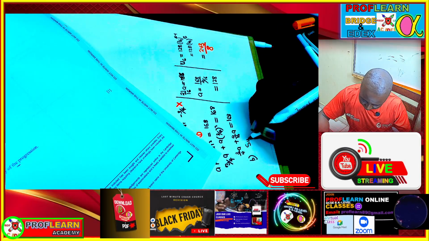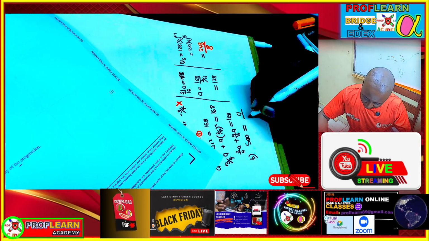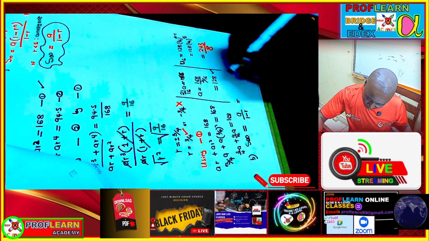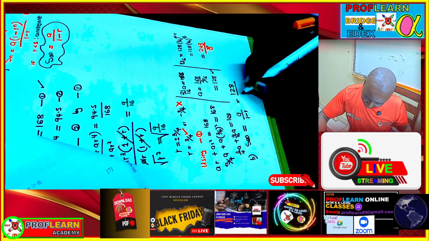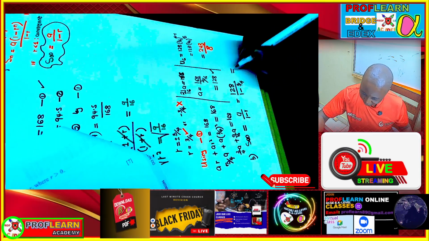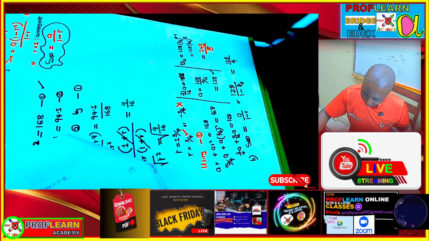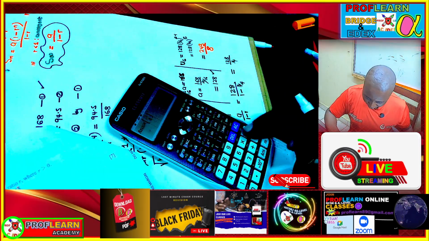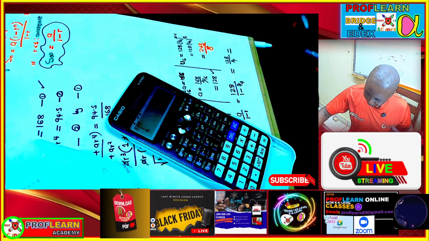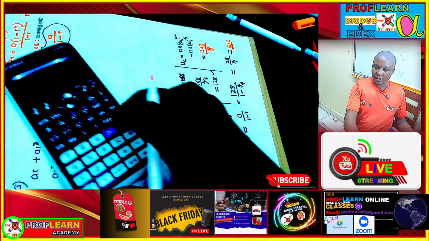So sum to infinity is going to be given by the formula A over 1 minus r. In this case, our A is 128 divided by 1 minus 3 over 4. If you work it out, you are going to get 128 divided by 1 over 4. So it will be 128 over 1 over 4, which is going to translate to 512. 512 as the answer for that.